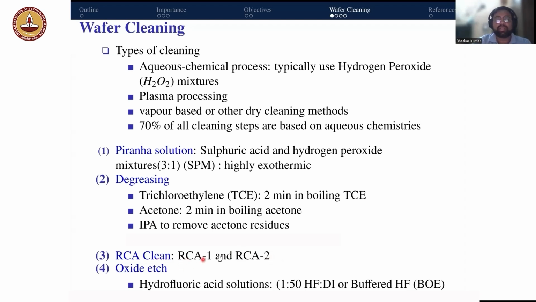Once we perform the RCA1 and RCA2 solution clean, there is an oxide layer that is left after the RCA2 step that is typically removed with dilute HF solution, that is 1 part hydrofluoric acid and 50 parts DI water by volume. Or the buffered hydrofluoric acid, where the etchant F minus is buffered by NH4F that provides the HF2 minus as the etchant species, which etches the oxide layer. So in the next slide, we'll see what the RCA1 and RCA2 solution is in detail.